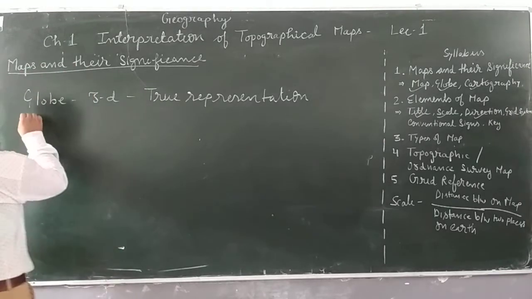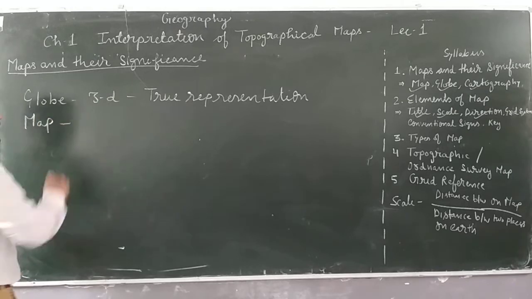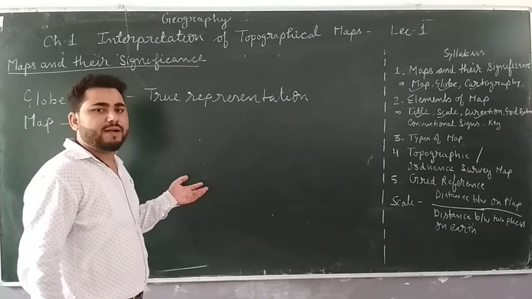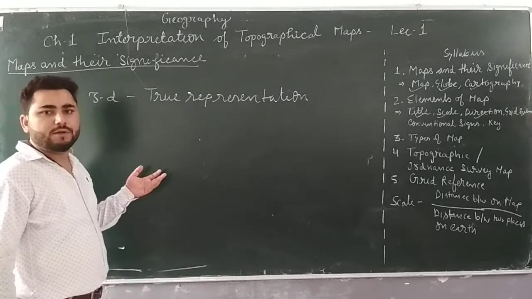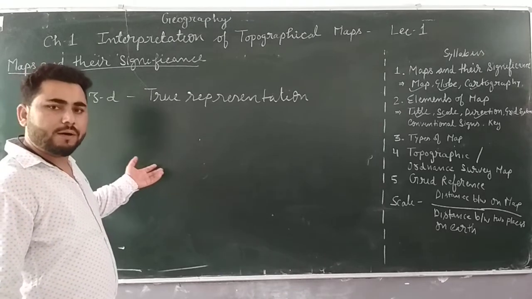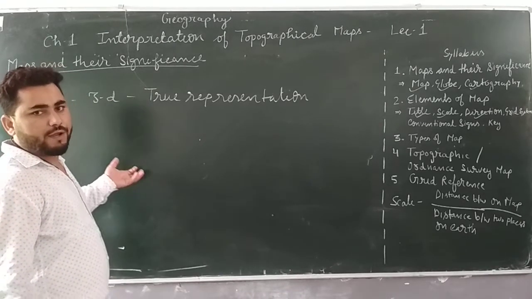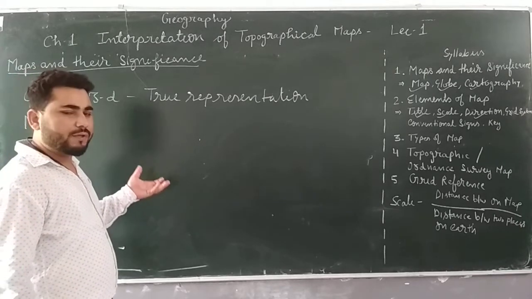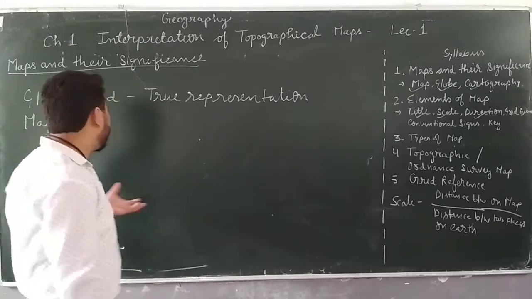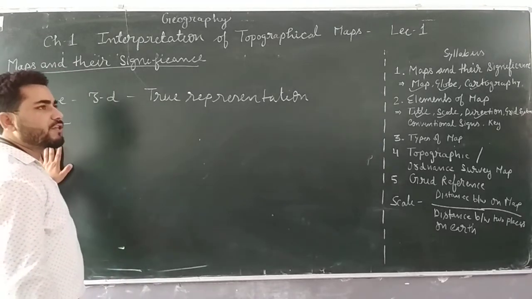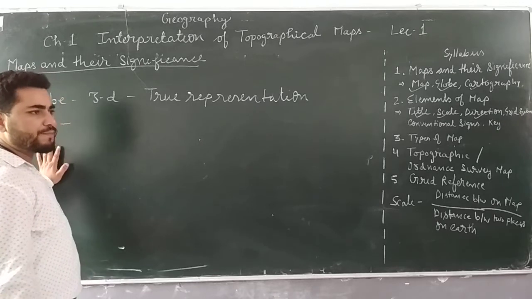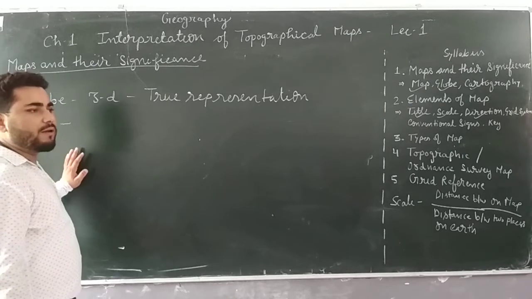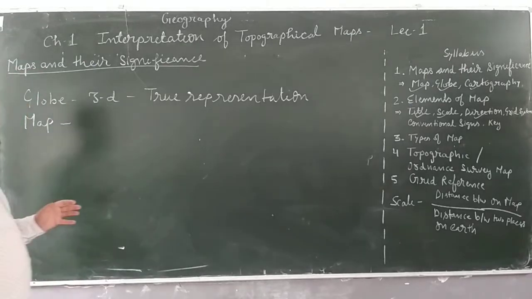And now maps come. A map is a representation of earth surface and its physical and cultural features to a scale on a flat surface, right? If we represent Earth on a flat surface, and we draw that to a scale, that is called a map. So a map is a representation of Earth's surface or its various cultural and physical features drawn to a scale on a flat surface. That is the definition of map.